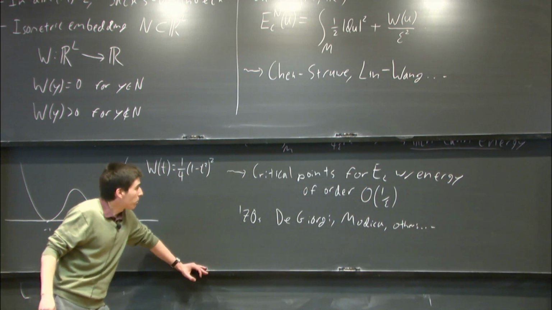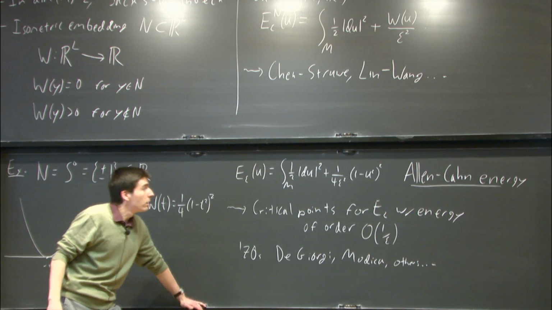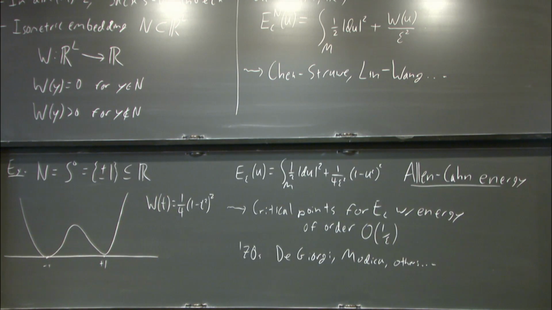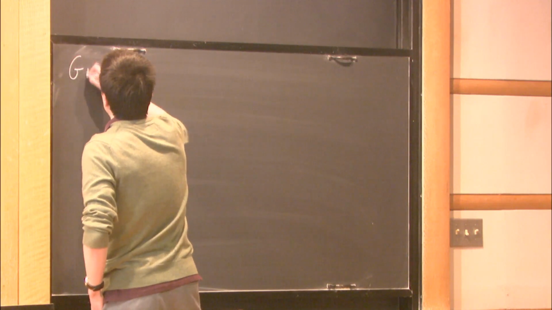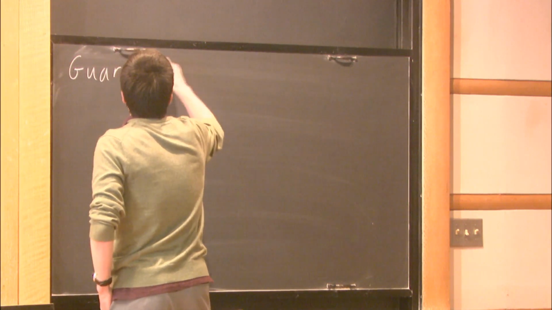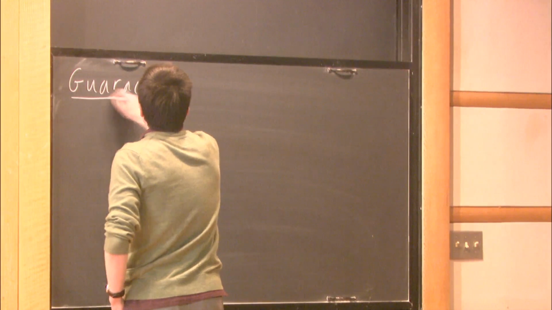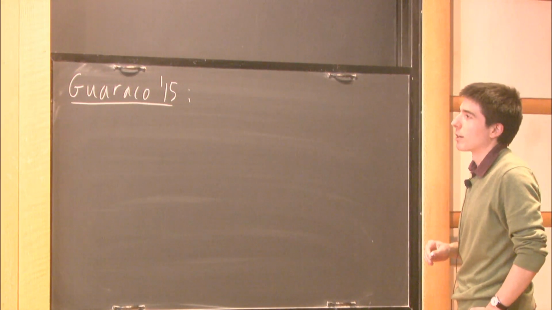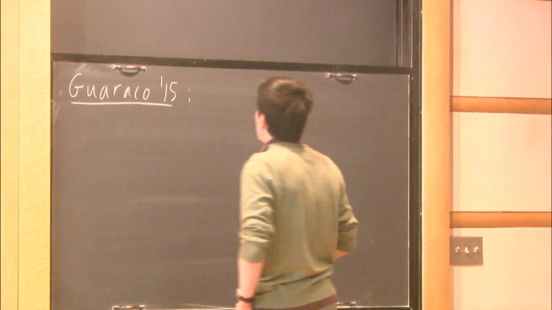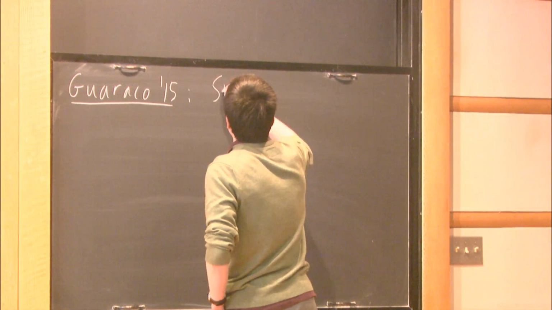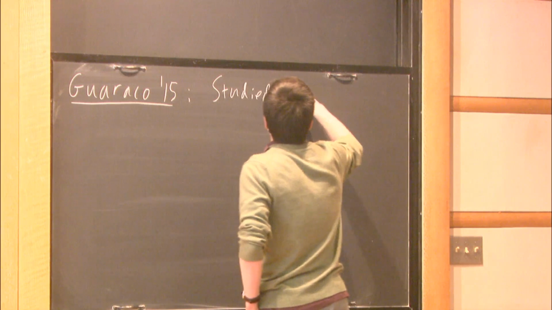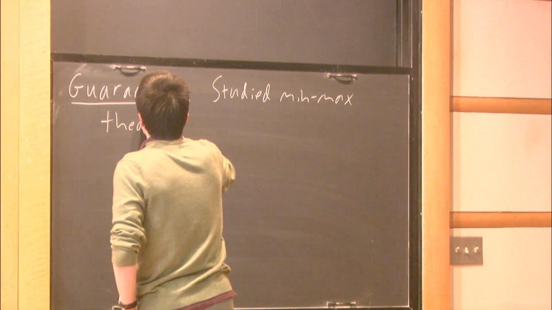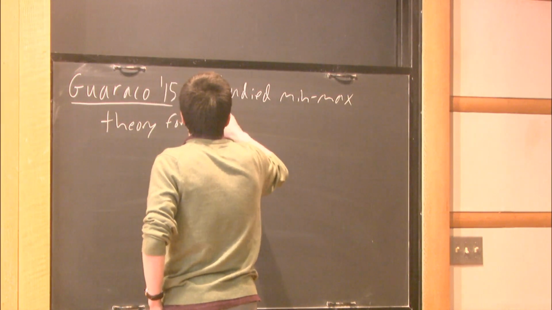All right, but there's been a lot of resurgence of interest in these lately, particularly in the work of Marco Guaracco and the program he initiated. So in his thesis, I think this is around 2015, Guaracco studied a natural mountain pass construction for these functionals on a given manifold. OK, so he studied a particular natural min-max theory for the Allen-Cahn functional.